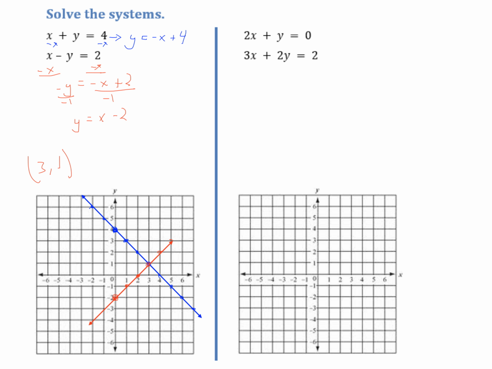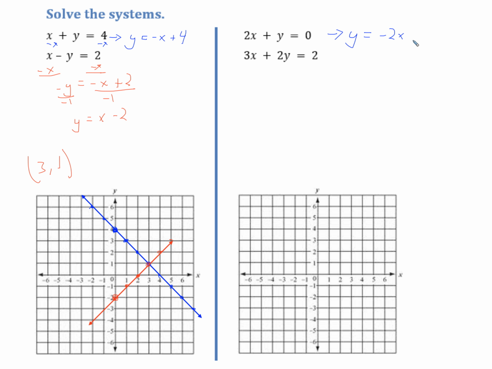Coming over to this next one, again, we'll put it in slope-intercept form. So this one we can subtract 2x from both sides. So if we subtract 2x from both sides, we get y equals negative 2x plus 0. We don't need to put plus 0, but you can if you want.